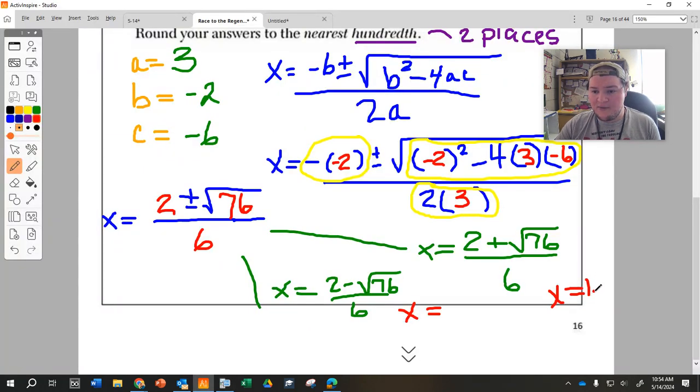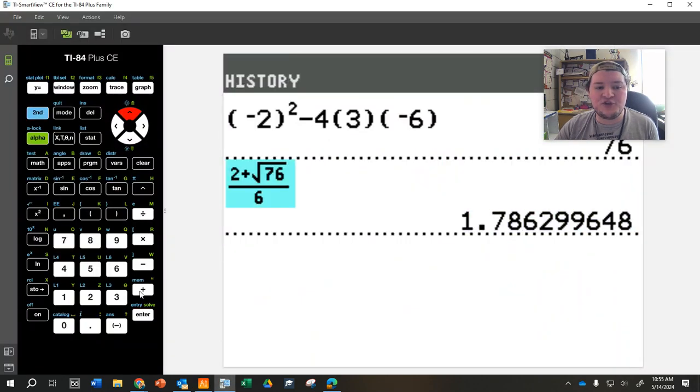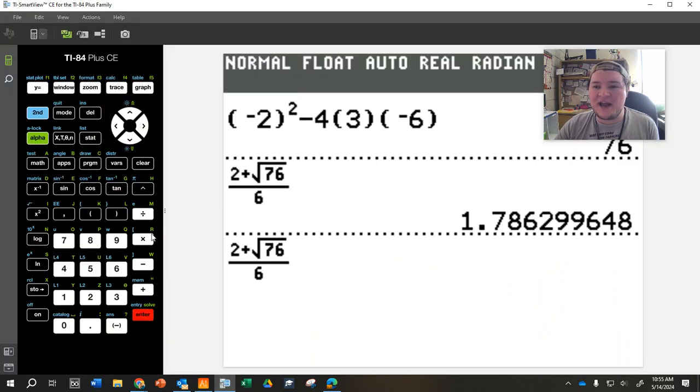I'm running out of room. Whoa. I might have to go off here. There's one. 1.79. And the other one for the minus, I can take a shortcut. I'm going to click the up arrow twice to highlight it. Enter to copy and paste it. And then I'm just going to use the arrow keys to go over that plus sign. And I'm going to transform that into a minus sign. Enter.